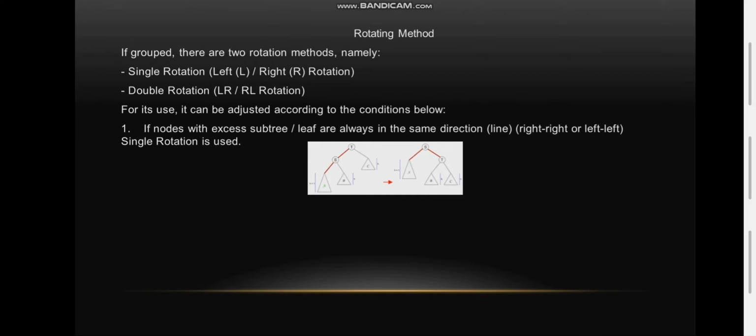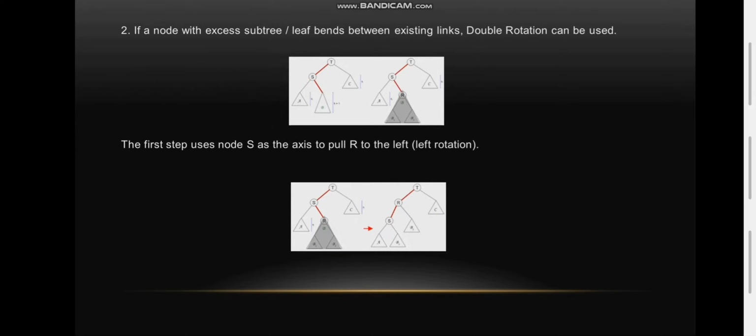Rotation mode. If grouped, there are 2 rotation methods, namely single rotation and double rotation. For its use, it can be adjusted according to the conditions below. Step 1: if nodes with excess subtree on the left or right are always in the same direction, single rotation is used. Step 2: if a node with the excess subtree on the left or right is between existing links, double rotation can be used.